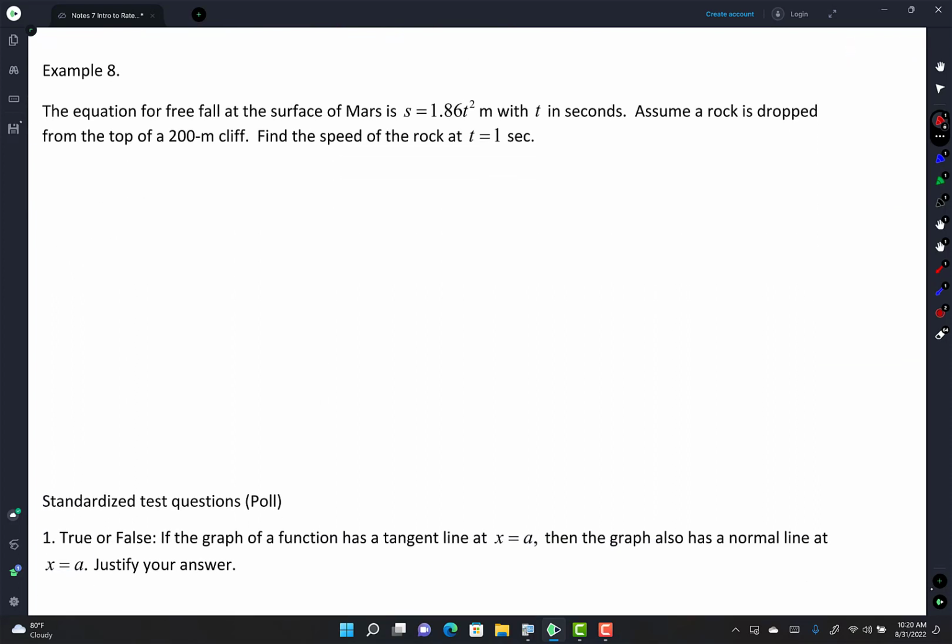Now we're on Mars. So according to this, the gravity of Mars in meters per second. Someone do a quick Google. What's 1.86 times 2? Okay, so someone go to Google real quick and put gravity of Mars and see if it's 3.72.